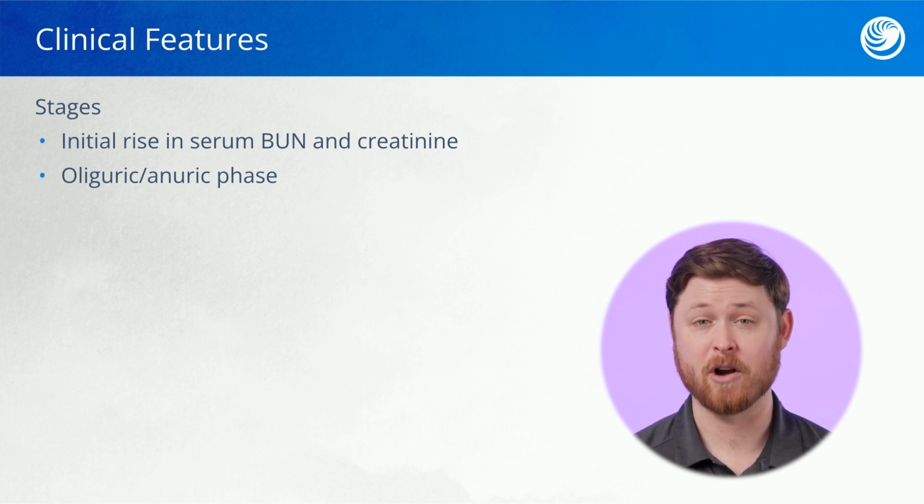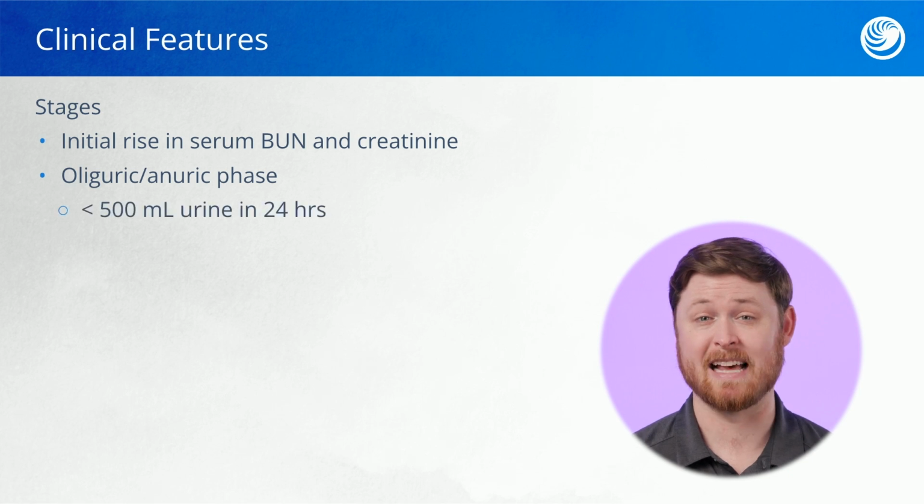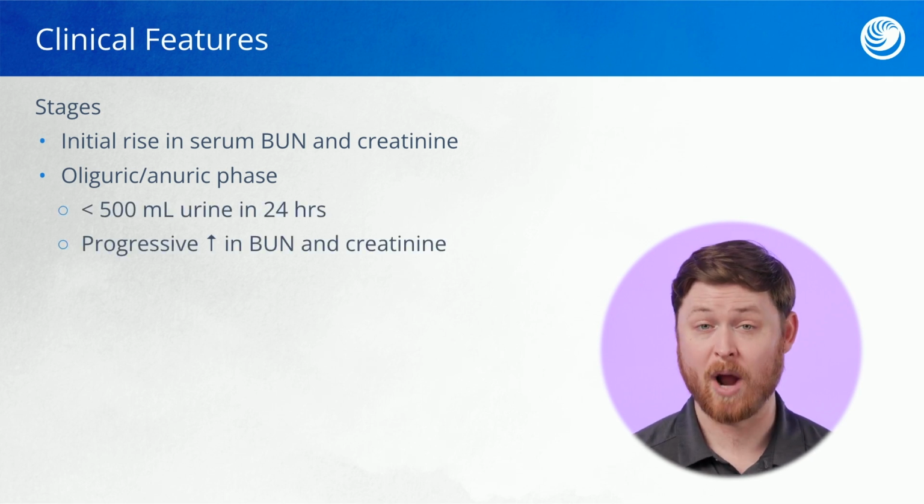The second phase is the oliguric, meaning low urine output, or anuric, meaning no urine output. And this phase is characterized by urine output that's less than 500 milliliters in a 24-hour period of time, a progressive increase in BUN and creatinine levels, an increase in serum urea levels, which is a waste product, again, that's typically eliminated by the kidneys.